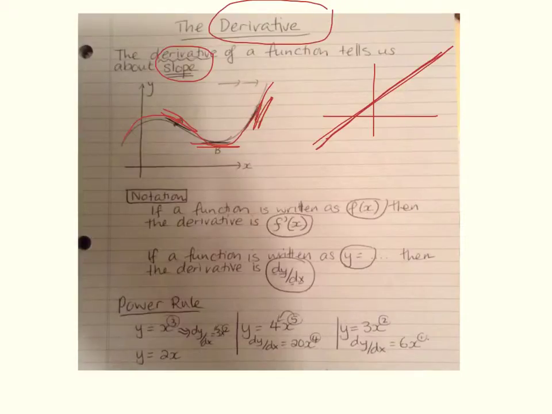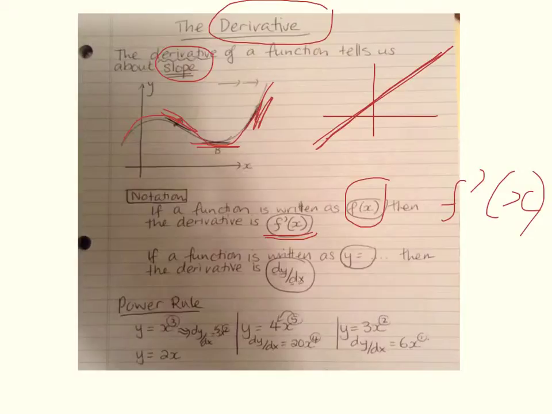Well, first of all, let's look at the way we write slope. Notation is the way we write things. If you're talking about function notation, f(x), then the derivative is written like f'(x). You'll often hear me just say f dash x, and that means the derivative.